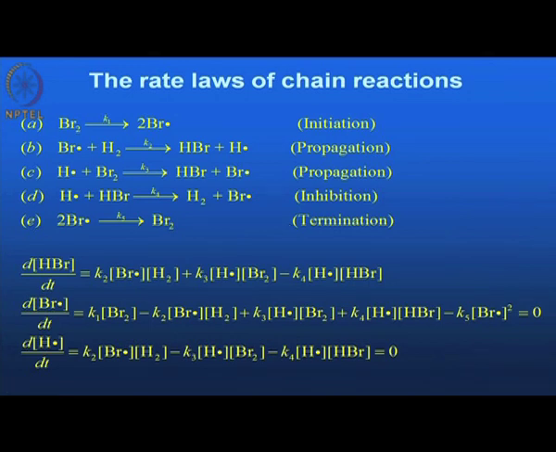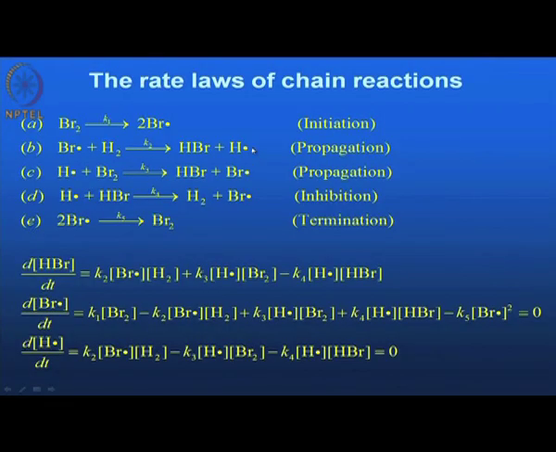So, what we should do is apply the steady state approximation, as I told you in our last lecture, that we have to apply steady state approximation to these active species which are responsible for the process to carry forward. So, therefore, this is one Br dot. So, d/dt of Br dot is this expression, and d/dt of H dot is this expression.